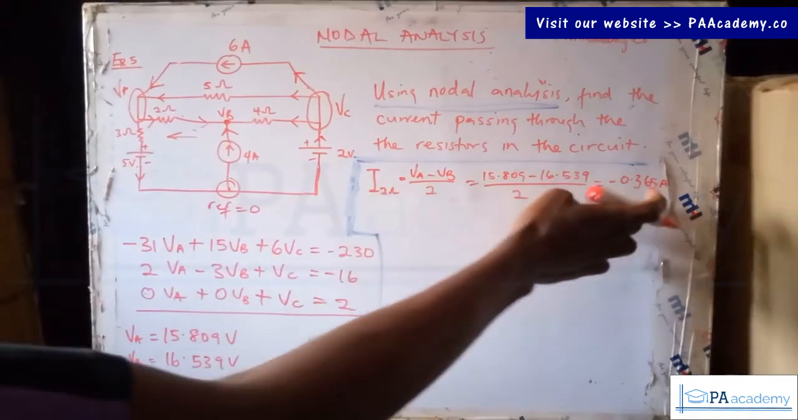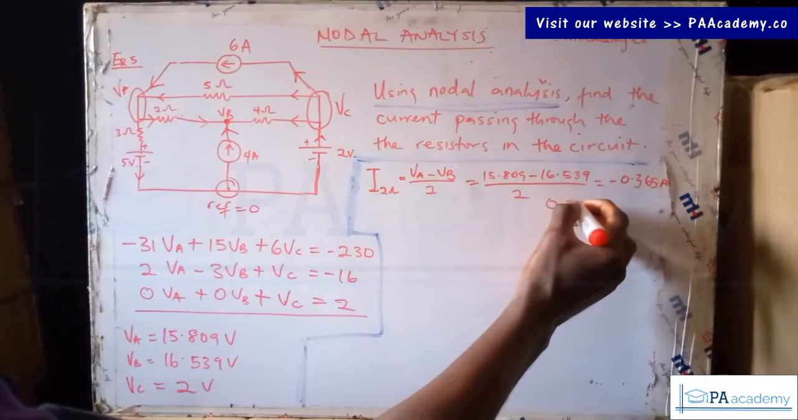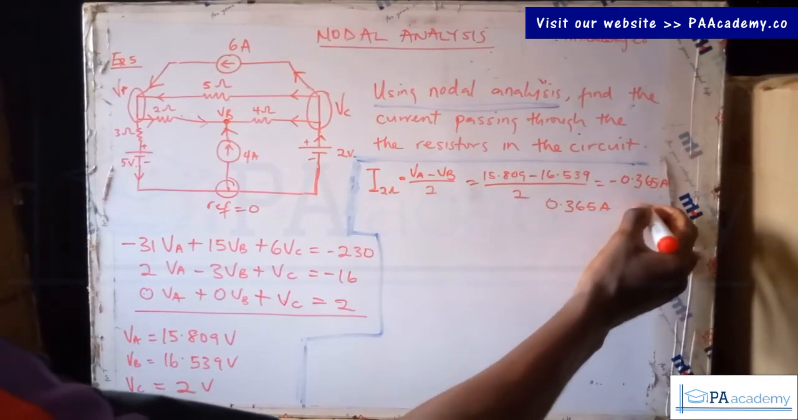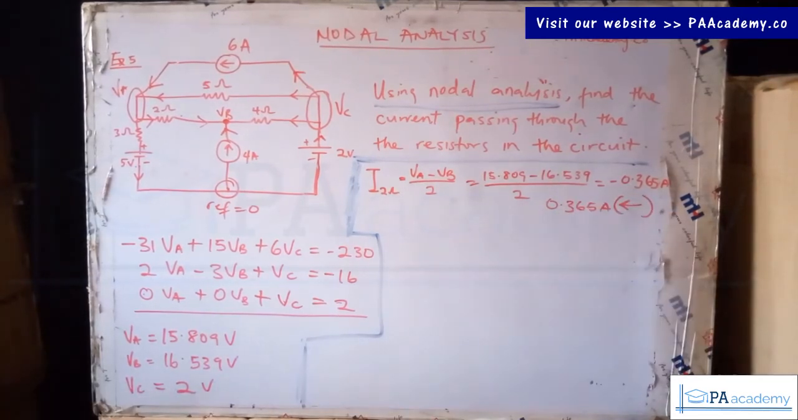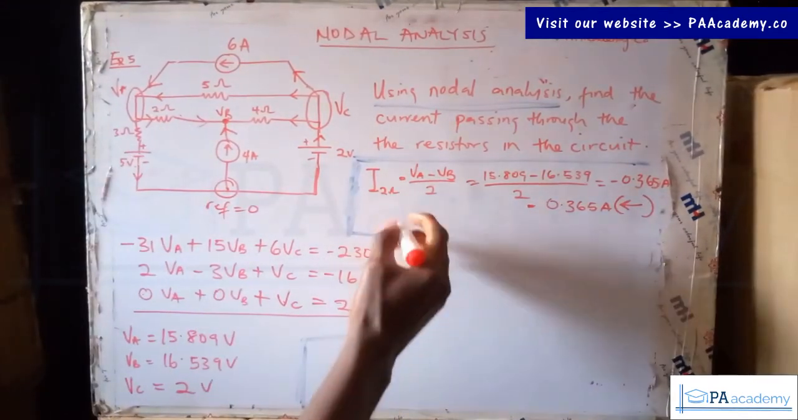So for us to indicate that in our answer, we'll have it as 0.365 amperes. So you can put it in brackets like this. Whenever you do this, it's just a way to show that yes, you really understand what you are doing. So that is it. This is the current that is flowing through the 2 ohm resistor.